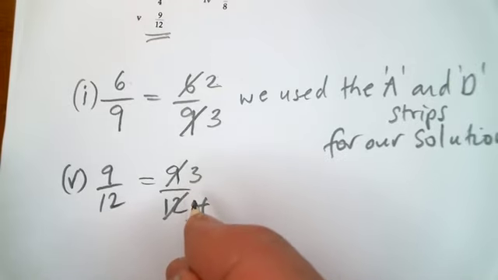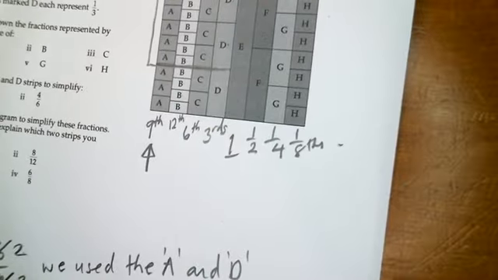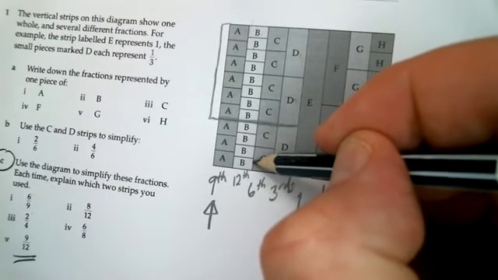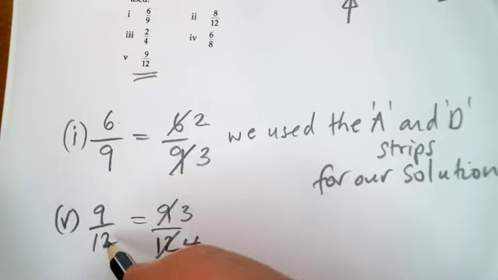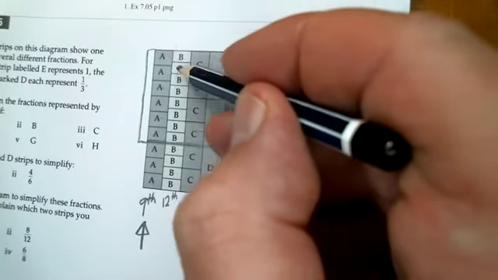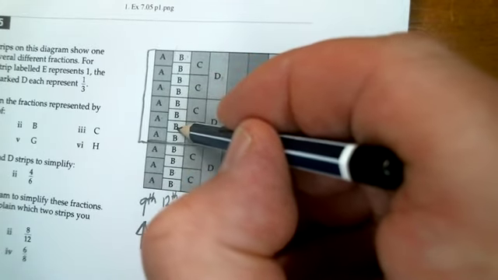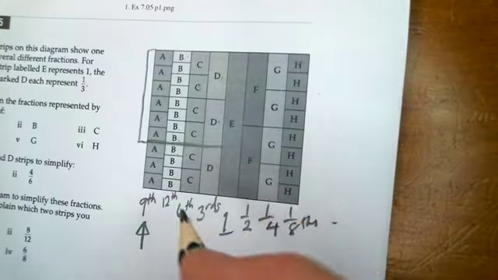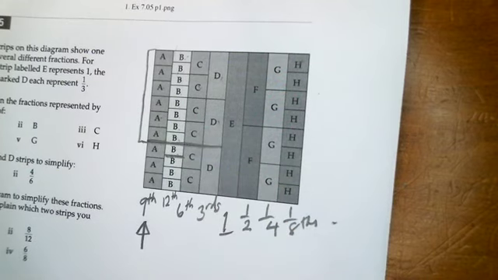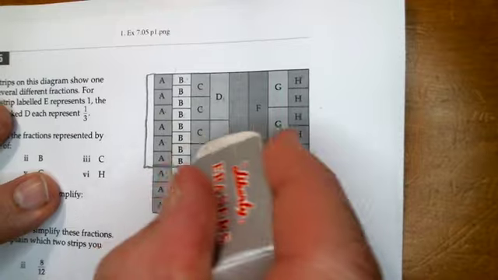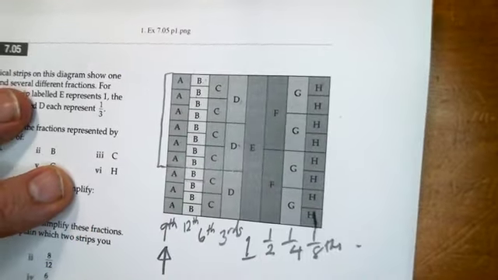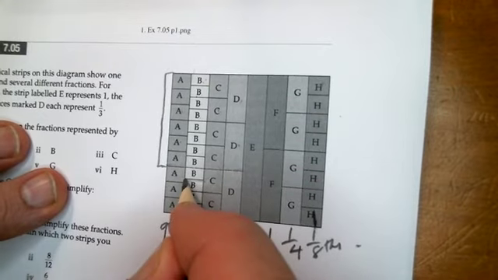But how can we show that using the strips? Well, here are my twelfths. And we're going to be talking about how many of them? 9 of them. So let's find 9 of the twelfths. 1, 2, 3, 4, 5, 6, 7, 8, 9. 9 is that point there. So I'm actually just going to rub out the other line we've got because I can see that's going to become a little confusing later on. There is my 9.